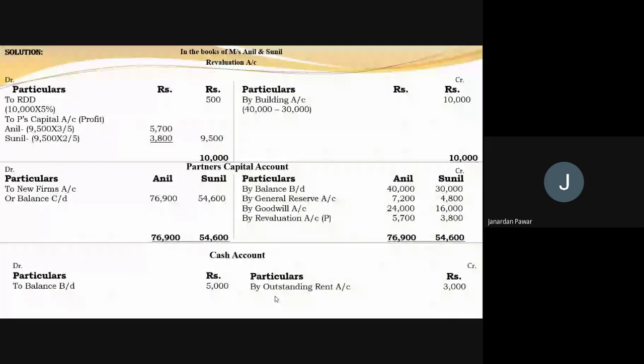Okay, and the difference between debit and credit we have to transfer to the new firm, that is called by balance carried down rupees 2,000. So these are the accounts we have to open in the books of Messrs. Anil and Sunil.